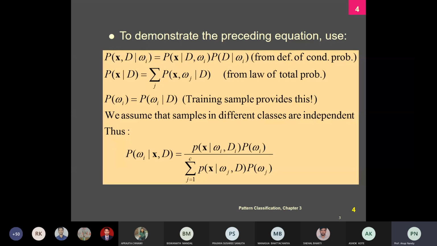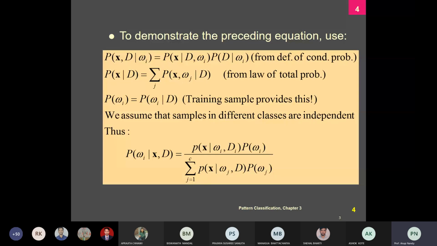To demonstrate the preceding equations, we use P(wi|x, D). That is the density function you are going to estimate from the training sample points, capital D. P(wi|x, D) is equal to P(x|wi, D) into P(wi|D), from the definition of conditional probability. And P(x|D) can be defined as the summation of P(x, wj|D), from the law of total probability.